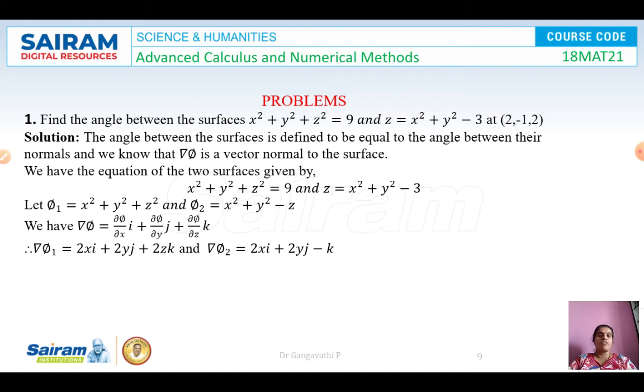Basic concepts and the formulas you have to remember, and we are going to use these while working out the problems. So now let us see the first problem. Find the angle between the surfaces x square plus y square plus z square is equal to 9 and z is equal to x square plus y square minus 3 at 2, minus 1, 2. So there are two surfaces given. This is one surface and this is another surface. Very clearly both are scalar functions, and it has asked us to find the angle between these surfaces.